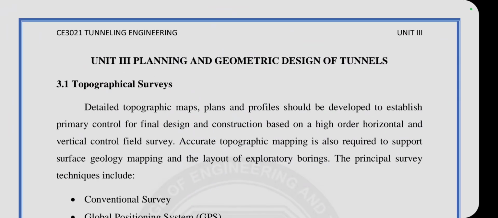So today we are seeing the topic: planning and the geometric design of tunnels. The topic is a topographical survey. A topographical survey is nothing but maps, plans and profiles that should be developed to establish primary control. Accurate topography mapping is also required to support surface geology mapping. Some of the principal surveys or techniques are included here.